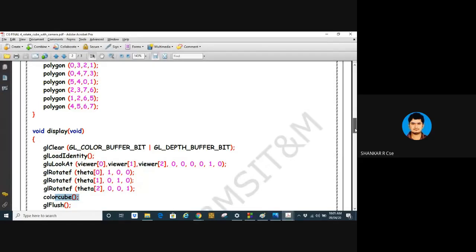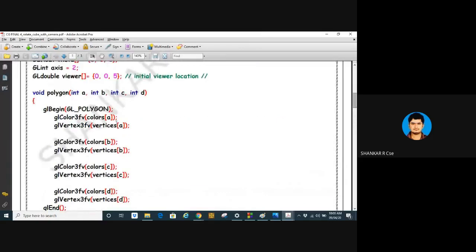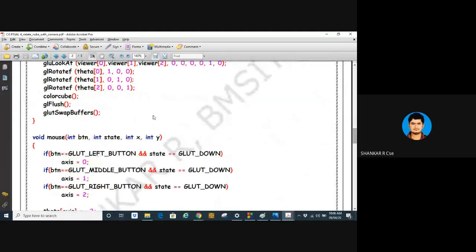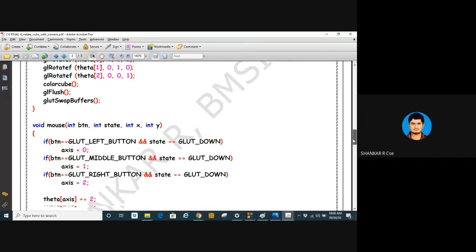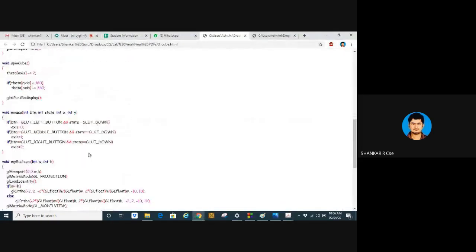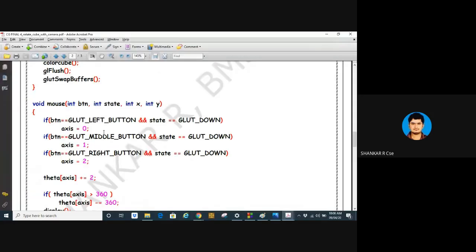Color cube in turn calls polygon. Polygon means this function draws 4 vertices, which means one face is over. Anyway, you can skip this GL flush, since we are using swap. So the mouse function is the same. You can see when compared to this, the mouse is the same. And I might as well copy the spin cube function here as well.